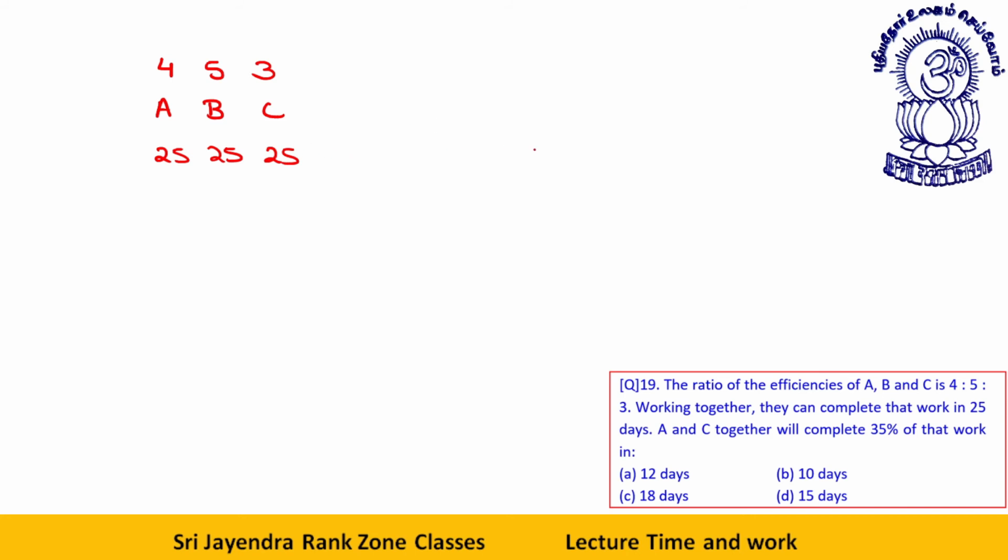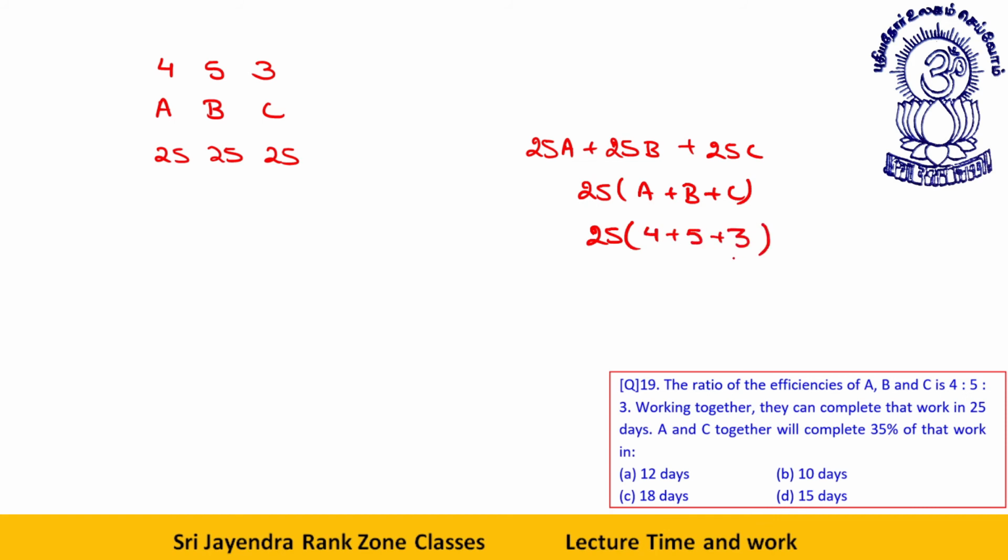What is the total work? Total work is actually 25A plus 25B plus 25C, or I can say 25 into (A plus B plus C). This is a bit different from the previous ones. That is 4 plus 5 plus 3, that is 12. 25 times 12, that is 300 units. This is the total work.